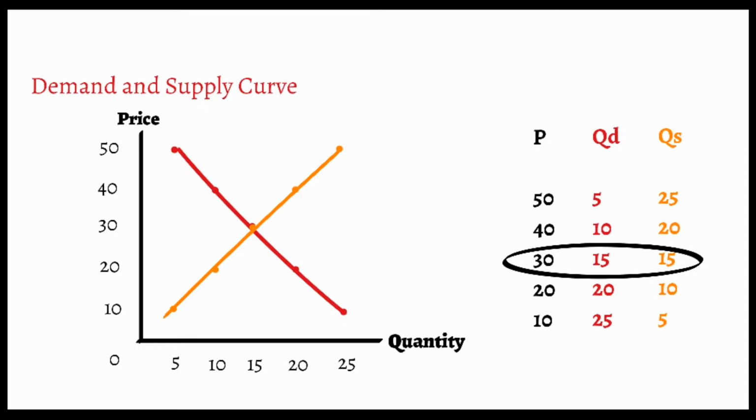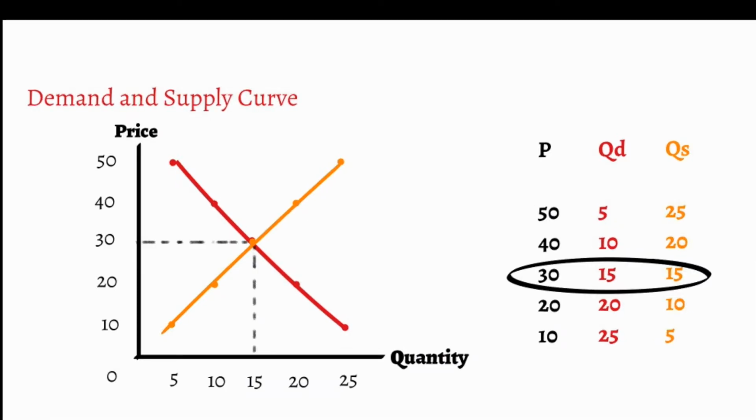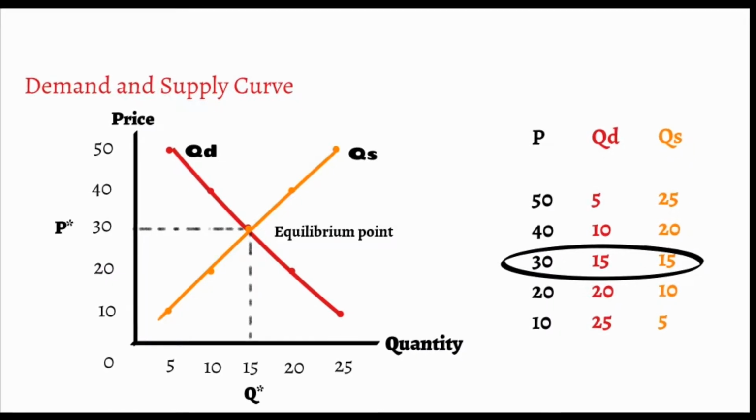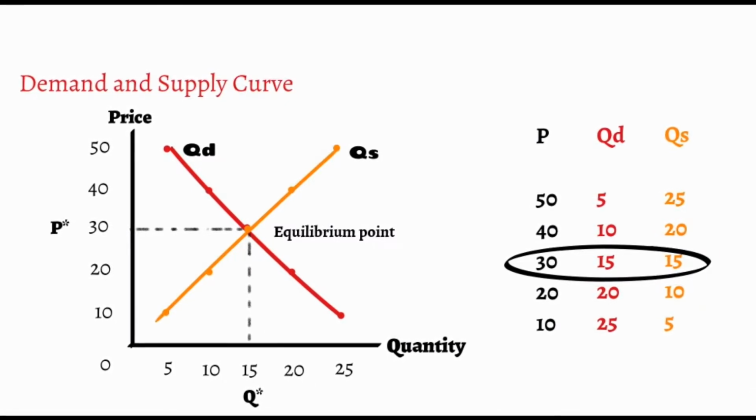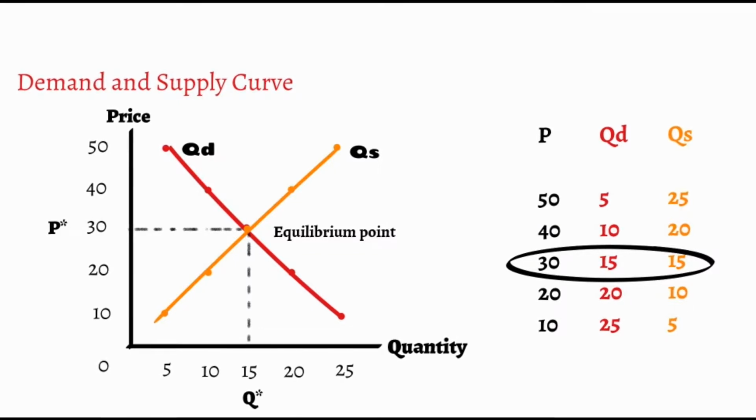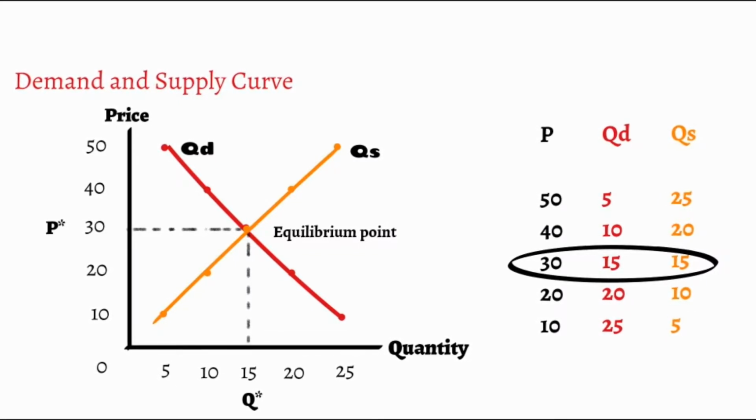After we are done plotting, we will trace the equilibrium price and quantity by the intersection. We can now identify the equilibrium price and quantity in the demand and supply curve. The intersection point is the equilibrium point.